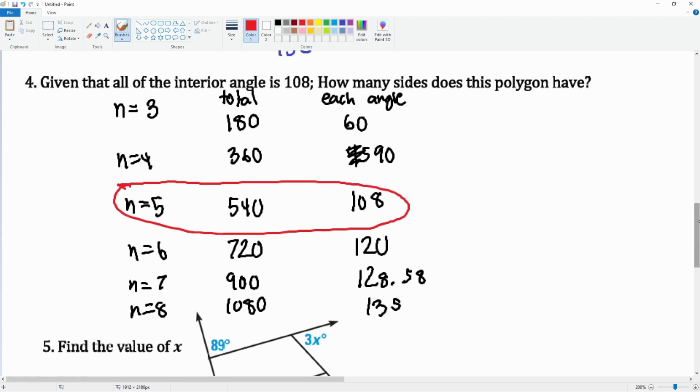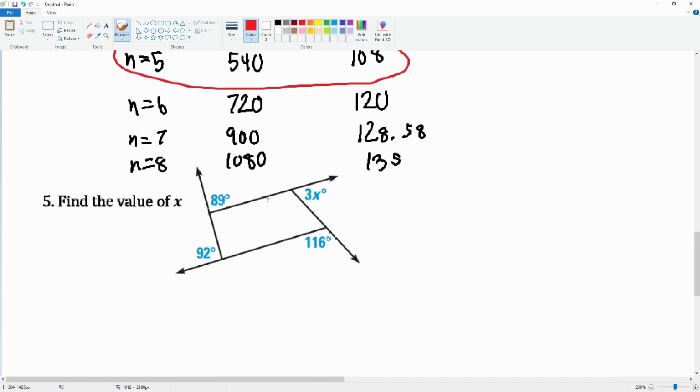N equals 5. But you see how it kept going? It gets bigger. Right. Here we're trying to find the sum. The sum is just all these angles, which add up to 360.